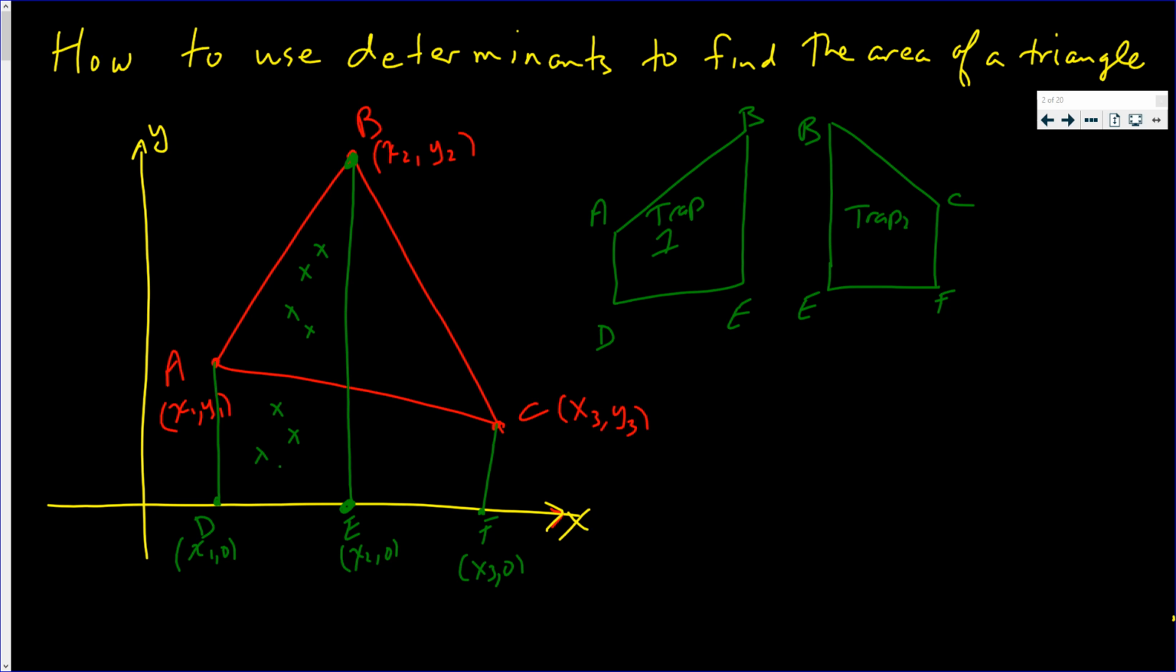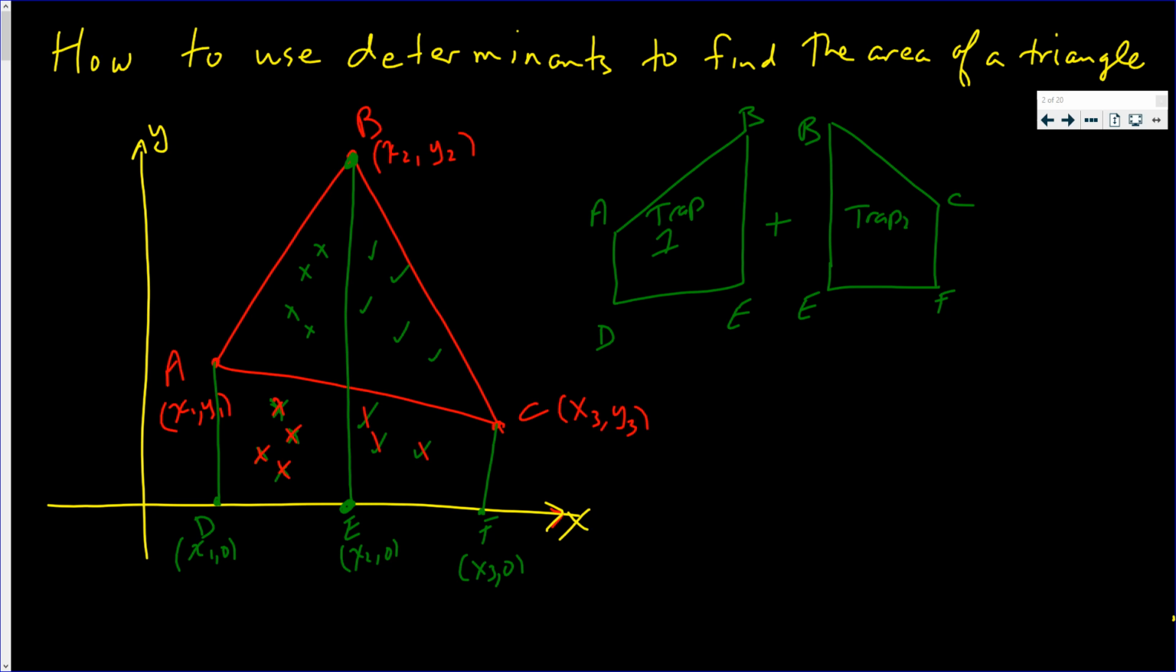Now, this here is the area of trapezoid 1. And this here is the area of trapezoid 2. Now, if I add those 2 trapezoids, I definitely have the area of the triangle included in that area. But I don't want this area. I want to remove this area down here.